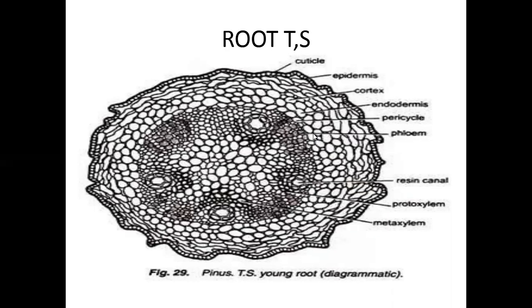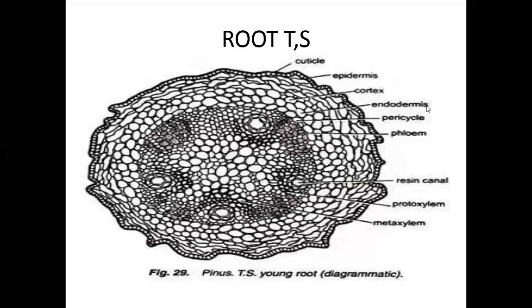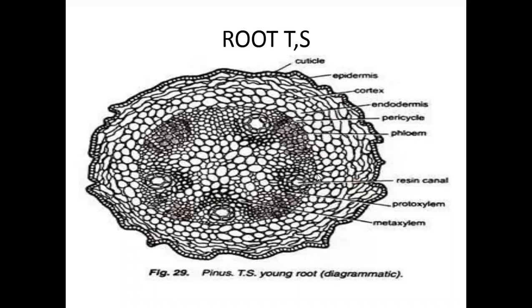And at the center region, the stele is present. The stele is surrounded by the endodermis, which is a single layer. Below the endodermis, a single layer of pericycle is present. From this pericycle, lateral roots are developed in the pinus root. And endodermis is also called the starch layer.